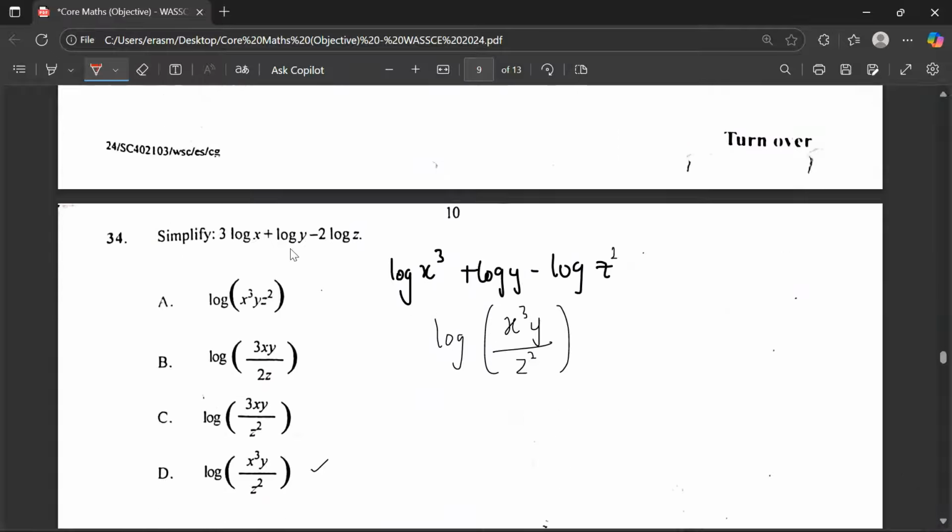Now we are to simplify 3 log x plus log of y minus 2 log z. Now this can be written as log of x to the power cube, right? And this can also be written as log y. We maintain it. And then this can be written as negative log of z to the power 2. Now, addition means multiplication, right? So we have log, then we have bracket open, x cubed times y, then minus means division all over z squared. And so that is the value, and that is option D.